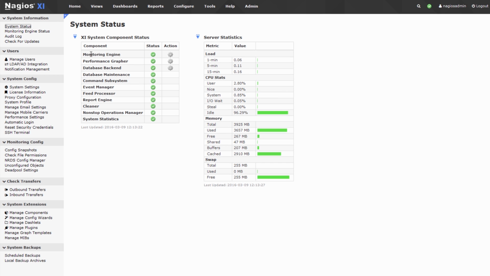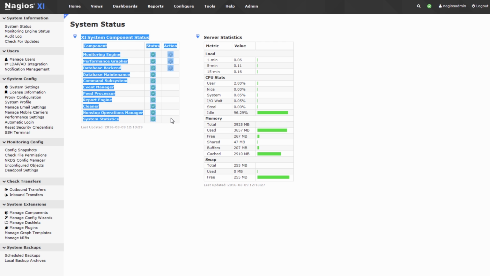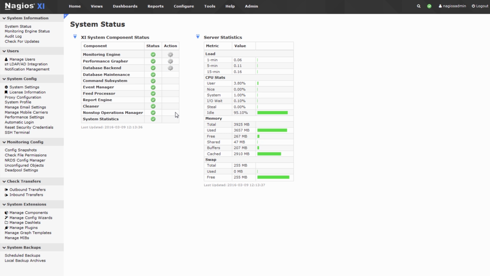And this just shows you the system status of all of your different components that are running Nagios XI. In general, if anything turns red here, you have a problem, and you should definitely post in our support forums to try and figure that problem out.